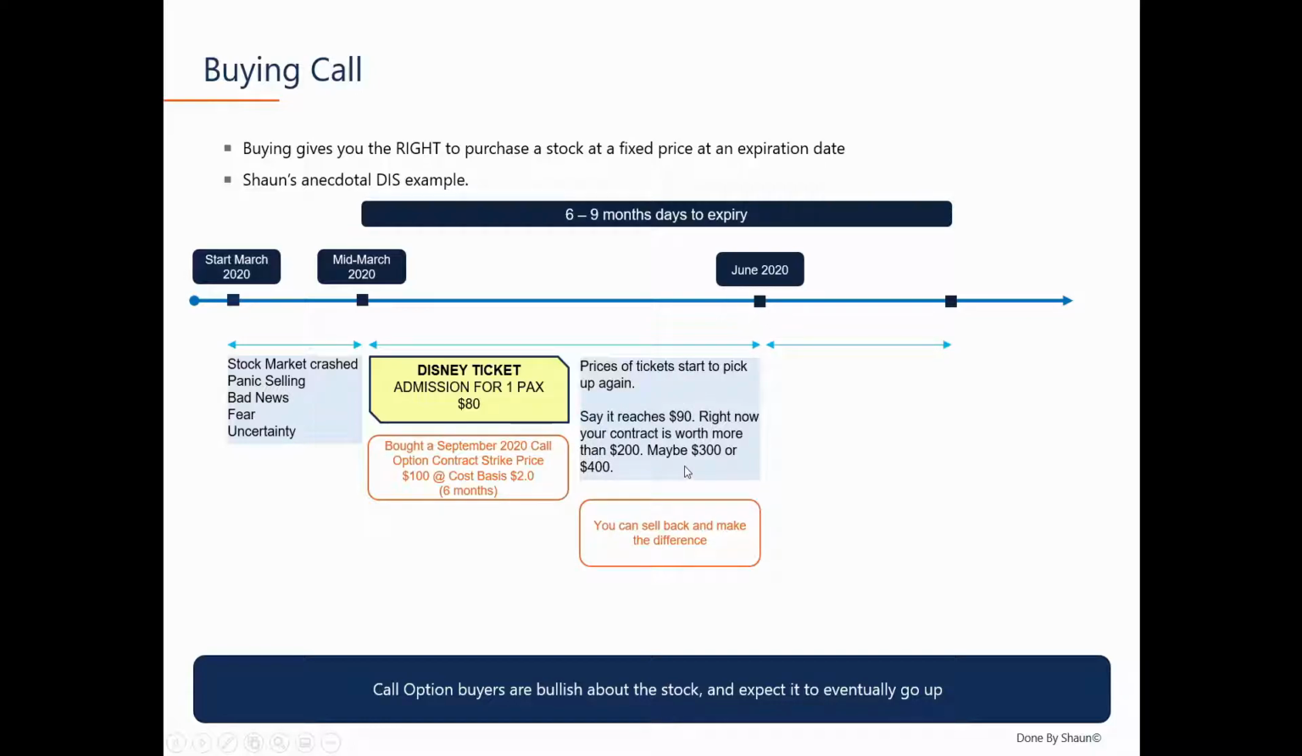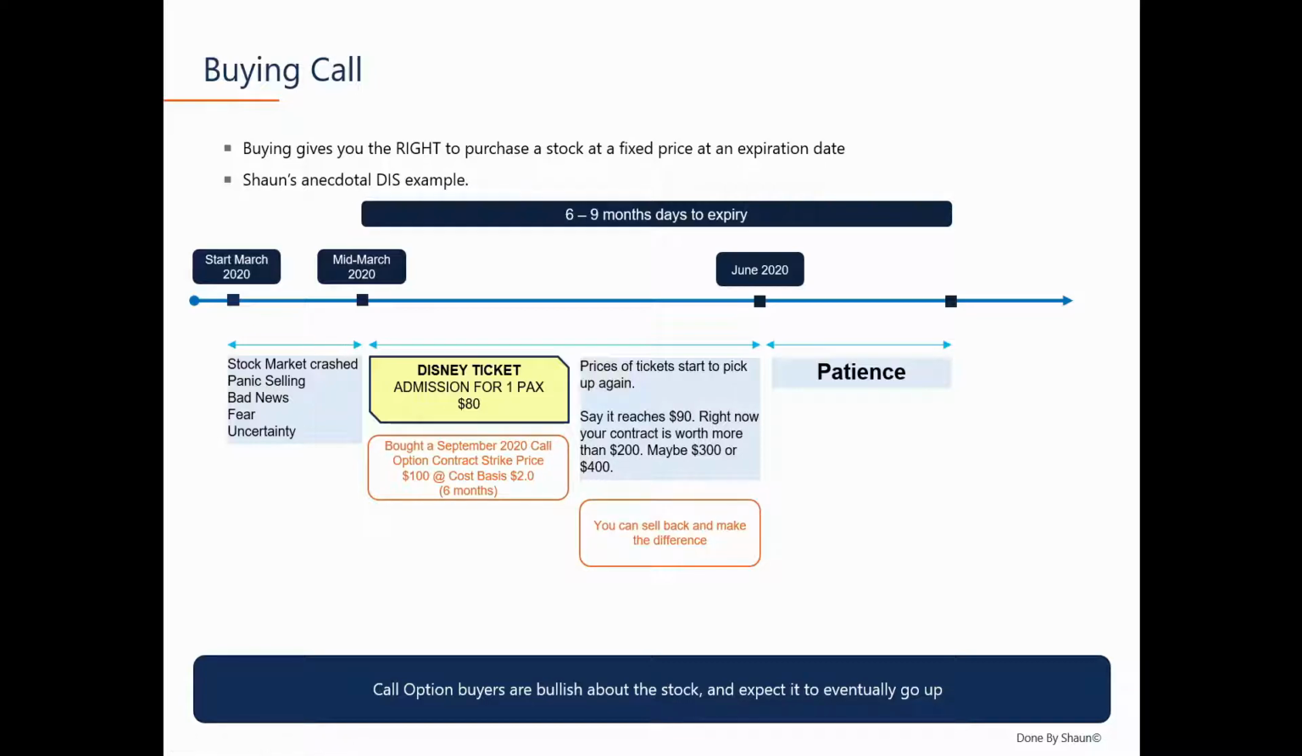So fast forward to June, the prices of tickets start to pick up to say $90. And now your call option might be worth say $400. And because the likelihood of Disney tickets going higher increases, and you still have about 3 months for that to happen, you can sell the call option back to the market and earn $200 USD, because you paid $200 for it, and now you're selling it back at 400 USD. You'll make a delta of $200 USD. So that's one way. That's what we also call options trading. You trade the option, you buy and sell it.